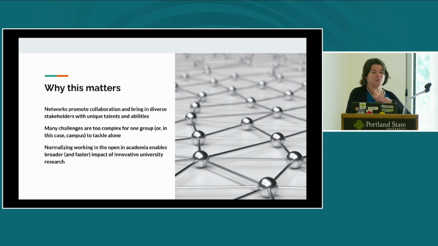And for me, a lot of it is trying to normalize working in the open in academia, because I still think we're not quite there yet. This helps normalize the fact that we're supposed to be working in the open, and the reason for that is because it makes our ability to impact society and the world through innovative research go way faster and go way further. So with that, I think that is the last slide.